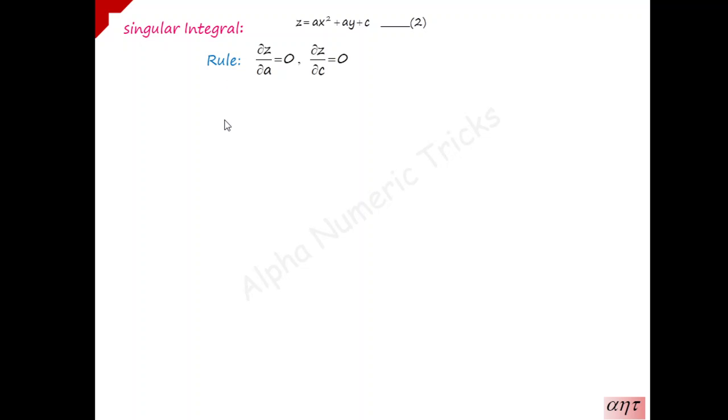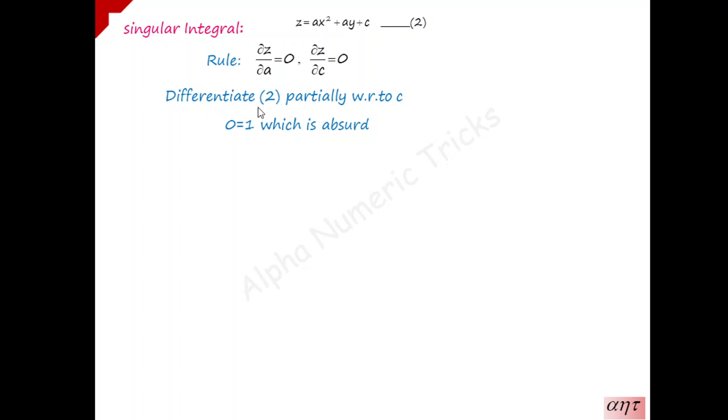Whenever c is separately there in your complete integral, in such types of problems there is no singular integral, because when you differentiate this with respect to c partially, we get dou z by dou c is equal to 0.